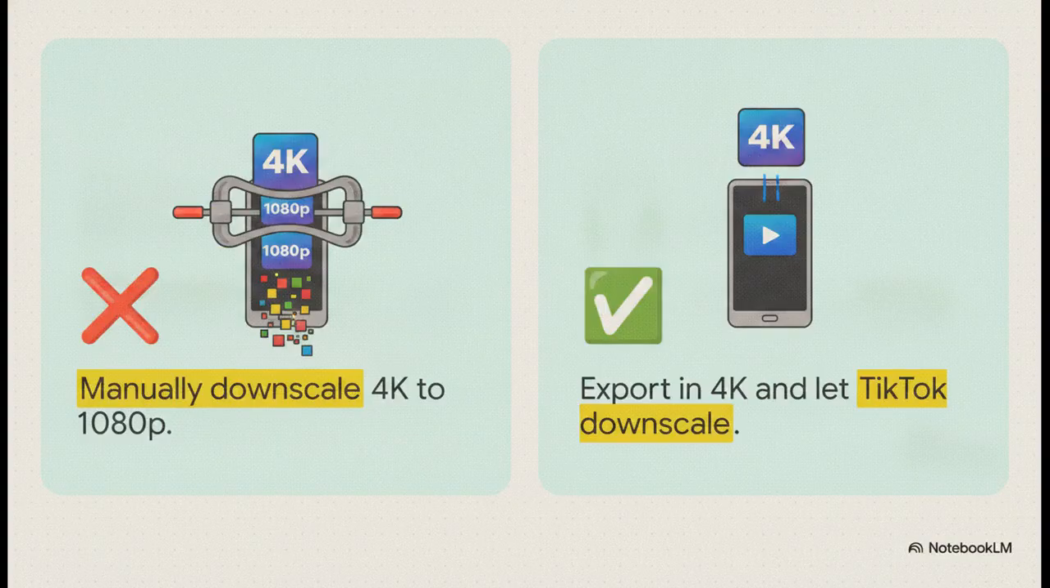Okay, this brings us to a massive, widespread myth, the idea that you should manually downscale your 4K footage to 1080p yourself before exporting. The reality? Actually, scratch that manual downscale idea. If you shot your video in 4K, export it in 4K and let TikTok handle the downscaling. If you try to manually downscale it yourself, you're just introducing quality loss before TikTok even applies its own compression pass. It's basically hitting you with a double penalty.